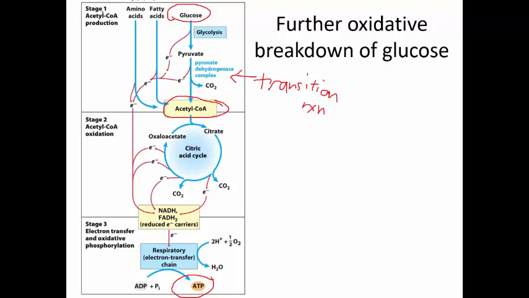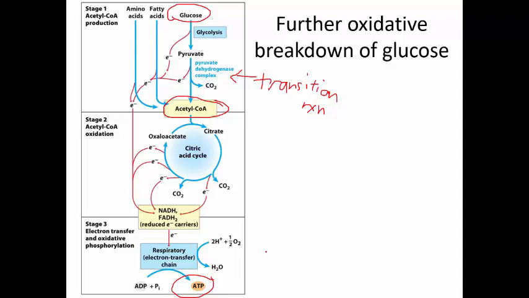You can kind of consider stage 1 to be glycolysis plus this transition reaction. And then stage 2 starts with acetyl-CoA. So stage 2 is actually going to completely finish breaking down glucose all the way to CO2. But we're not going to have made any ATP yet.